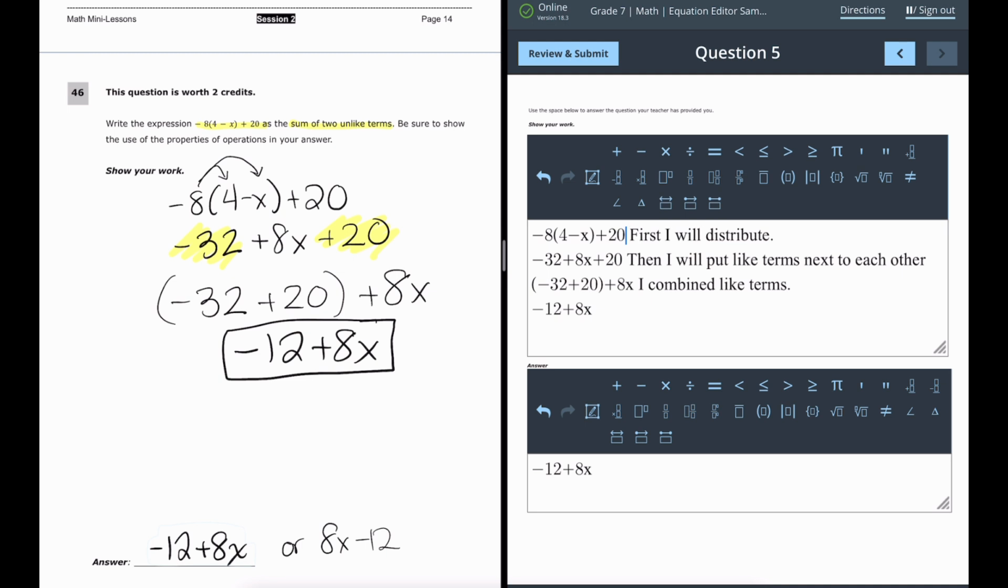And that's it. So I clearly wrote what I did. I wrote the sentence. I told the person what I did. First, I will distribute. And if I really want, the negative 8. I did that. Then I will put like terms next to each other. And I'm allowed to do that because of the commutative property.